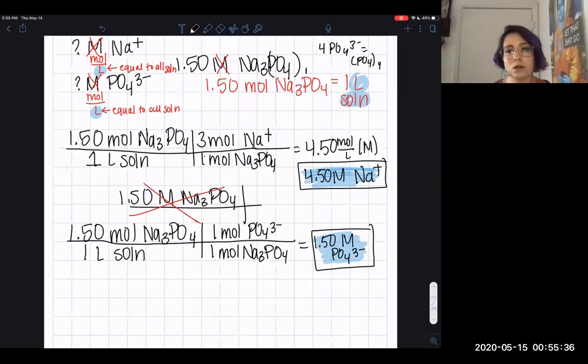Cool? Are you ready for the shortcut? The fun equation that you only get to use sometimes. Yes, Liz. So if I give you any sort of ionic anything and you need to break ions apart, you want to think about it like that, okay? How many of this ion, how many of that ion, based on the formula.